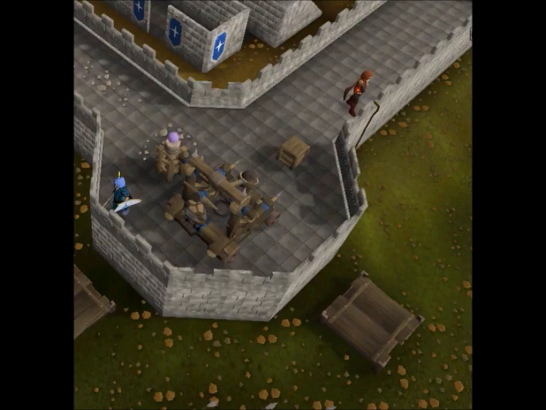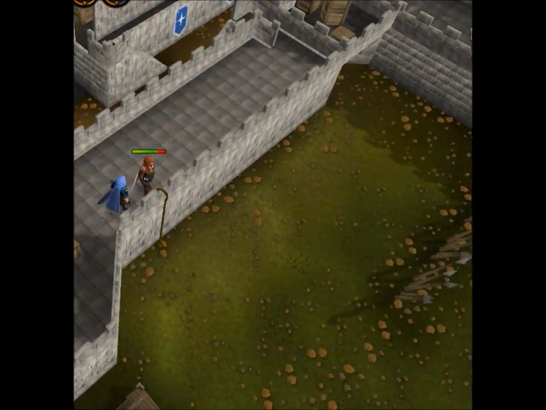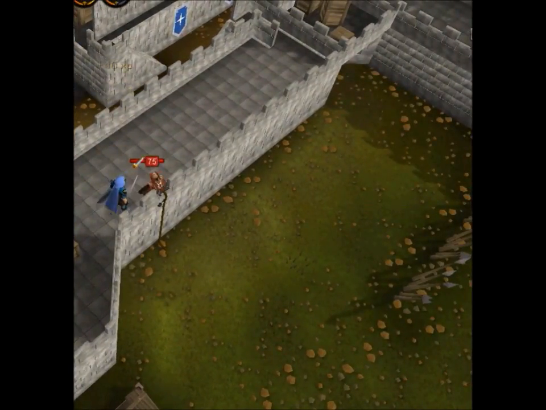He'll never see me up here. Hey, intruder, intruder! No, wait. I'm sorry, man. Die!